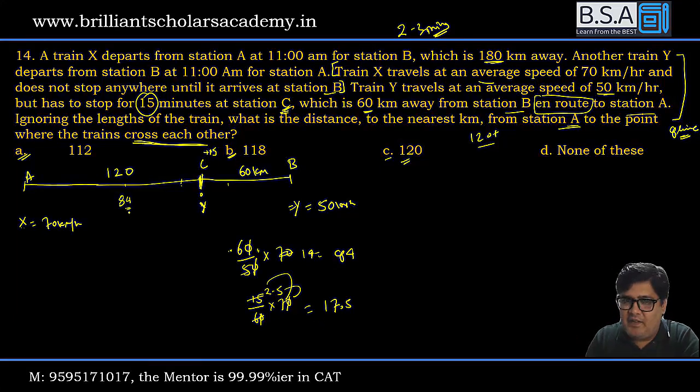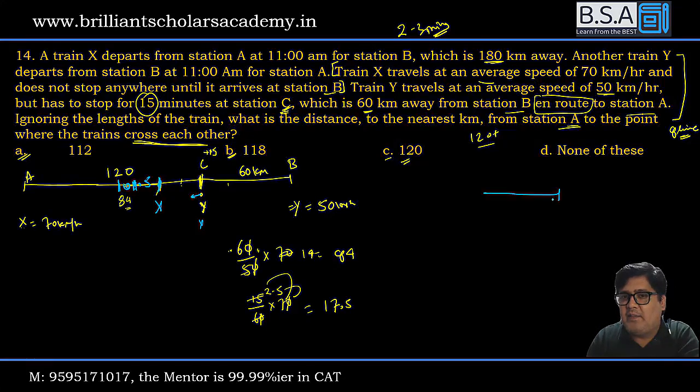That means from A, the train has traveled 101.5 kilometers. That means this train has left from here. This train has departed. Now, what is the gap between them? Look carefully now. What is the gap between this train X and this train Y?